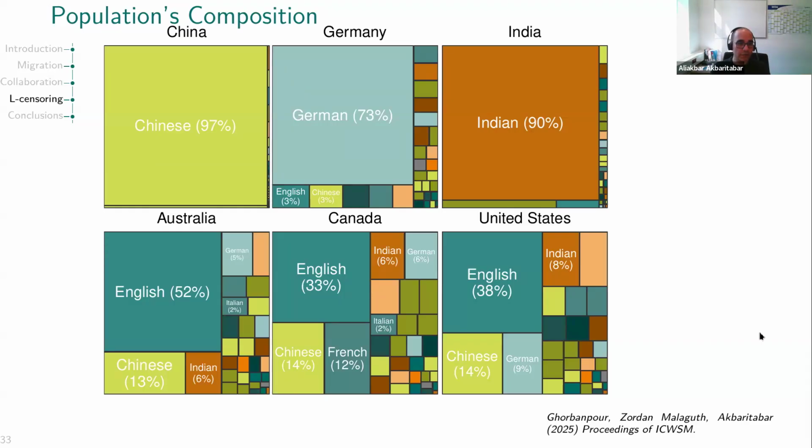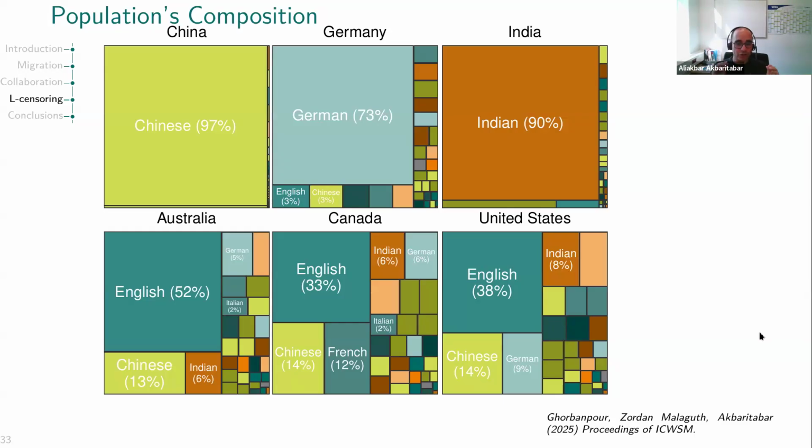Here, for instance, for the case of Australia, Canada, and the United States, we can see that the composition is much more diverse. So, for instance, in Australia, 13% of scholars have Chinese names. In Canada, that is 14%, as in the United States, that is 14% as well.